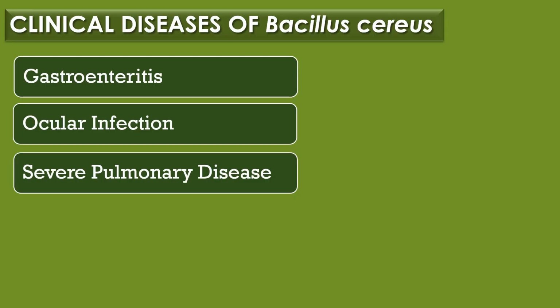Bacillus cereus results in three clinical diseases in human beings. The first clinical disease is gastroenteritis, which includes the emetic form and the diarrheal form of gastroenteritis. The second clinical disease caused by Bacillus cereus is ocular infection, and the third is severe pulmonary disease in the lungs.